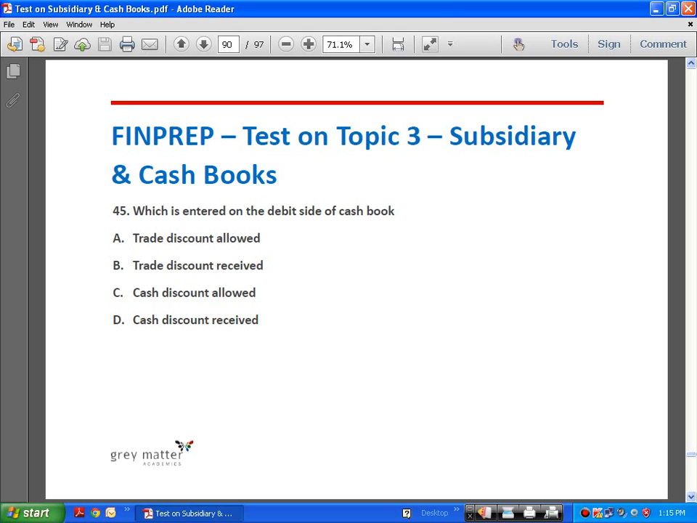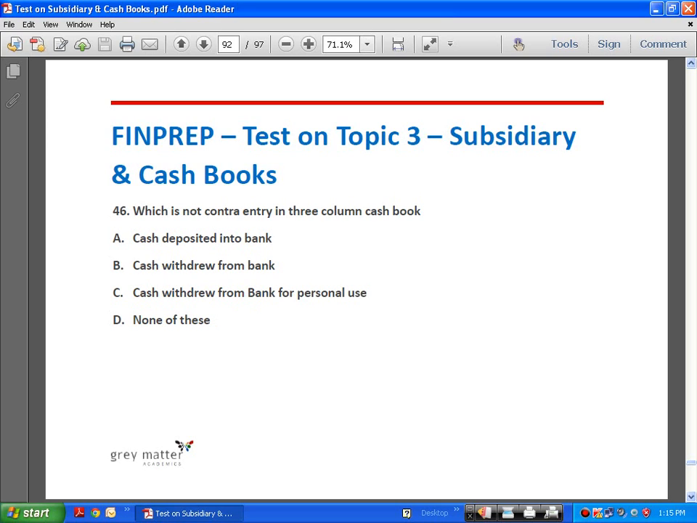Right. Question number 45. Which is entered on the debit side of the cash book? Yes. So we are going to eliminate A and B right away, and we know that cash discount received appears on the credit side, and so the answer is C.